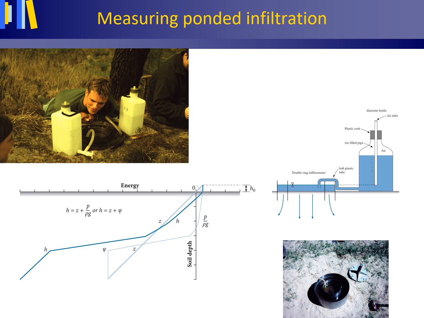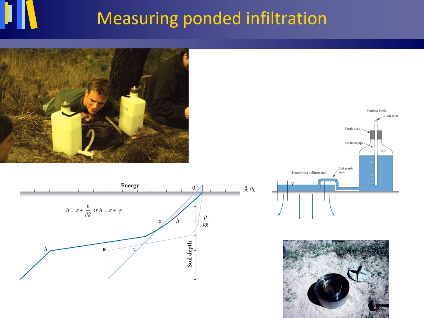As an additional remark, the water between the outer and inner ring is kept at the same level as the water in the inner ring, simply by pouring water from a handheld bottle into the outer ring, or by using yet another Marriott bottle for this.